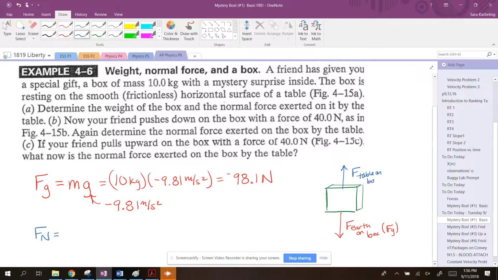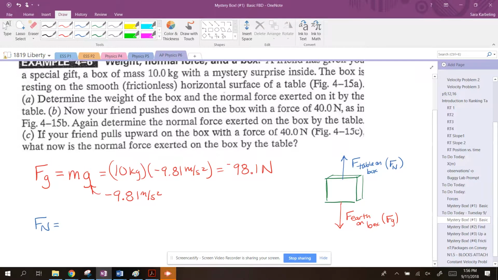Table on the box. In parentheses, I'm going to remind myself that that's a normal force. Normal means that it's perpendicular to a surface. It's a surface force that's acting. Now, we said yesterday that we knew what Fn was, but we didn't really talk about how to calculate it.